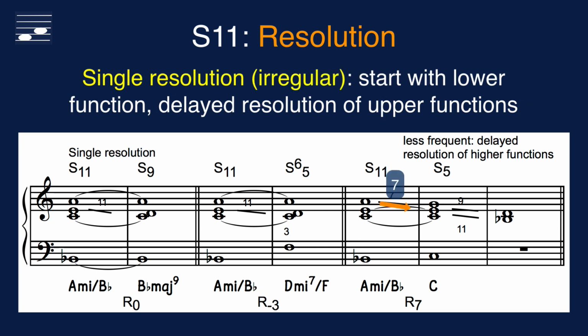Occasionally, we first see the resolution of a lower dissonant chordal function, here the 7th. It is followed by the late resolution of the higher function dissonance.